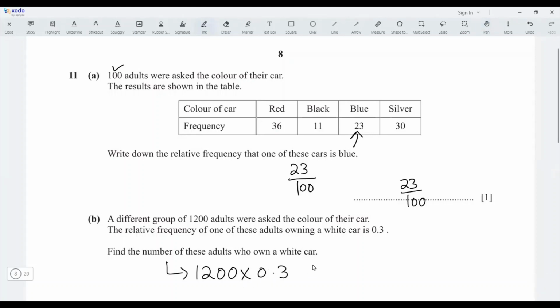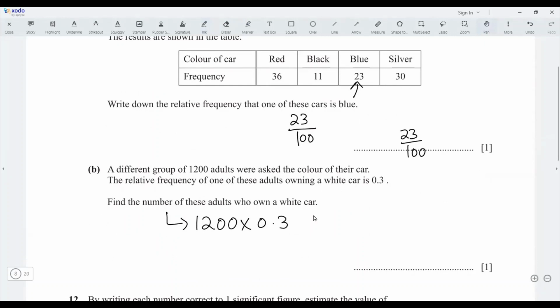So multiplying this with 0.3, how can we simplify without a calculator? By simply removing the decimal point of 0.3 and dividing by 10. The 0 will be cancelled with 0. So 12 times 3 is 36, and put that 0 of 120. It will be 360 people who own a white car. If you have any queries related to it, you can ask as well.